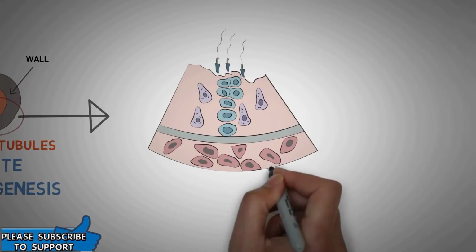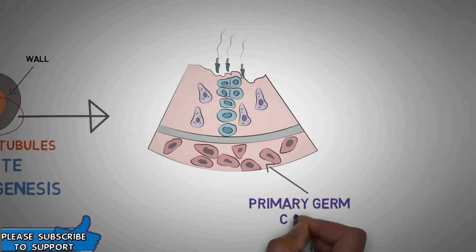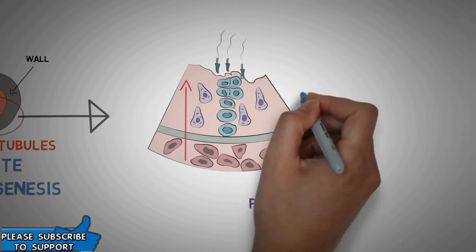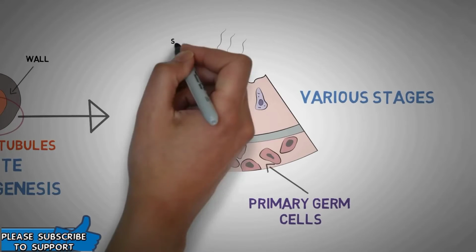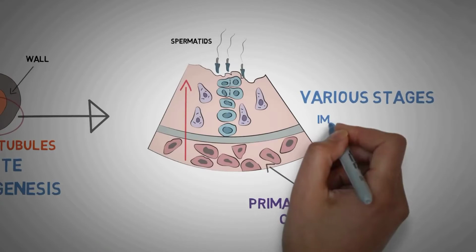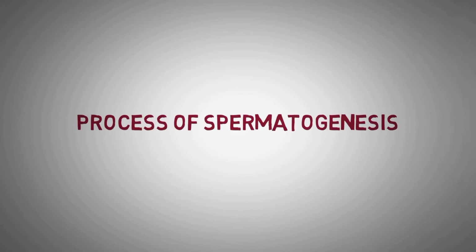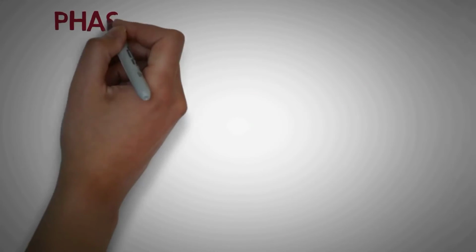As we can see, the wall of the seminiferous tubule contains numerous types of cells, and one of them is the primary germ cells. The primary germ cells transform through various stages of development and finally form immature sperms known as spermatids. Now let's talk about the process of spermatogenesis in a bit more detail.